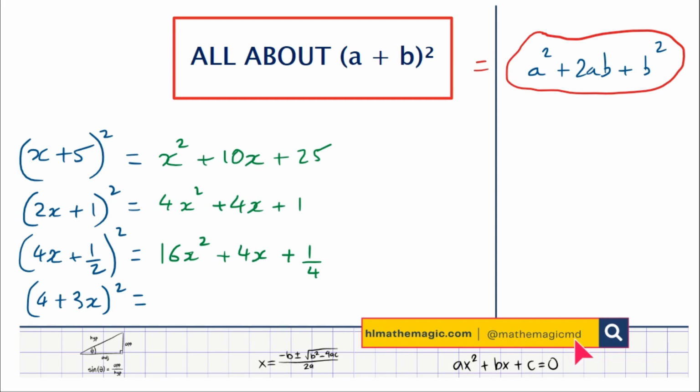And for your last question, 4 squared, which is 16, followed by 2 times 4 times 3x. So 2 times 4 is 8. 8 times 3x is going to be 24x's. And for the last term here, 3x squared, which is going to be 9x squared. Excellent if you managed to do these 4 questions.